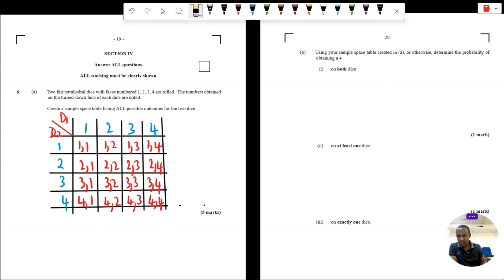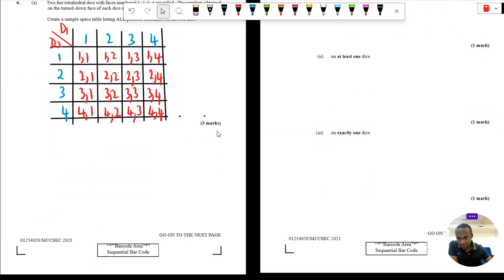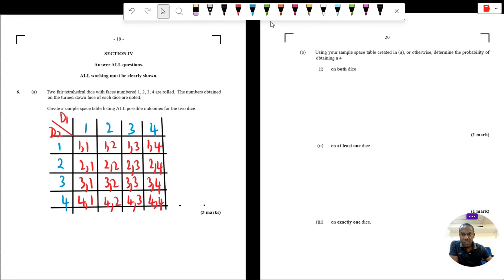So that is our sample space listing all the possible outcomes for the two dice, right? Now let's see what they ask us to do now. Part B of the question says, using your sample space table created in A or otherwise, determine the probability of obtaining a 4 on both dice.